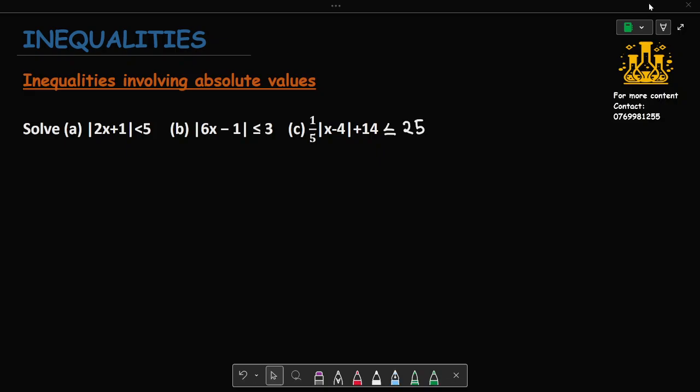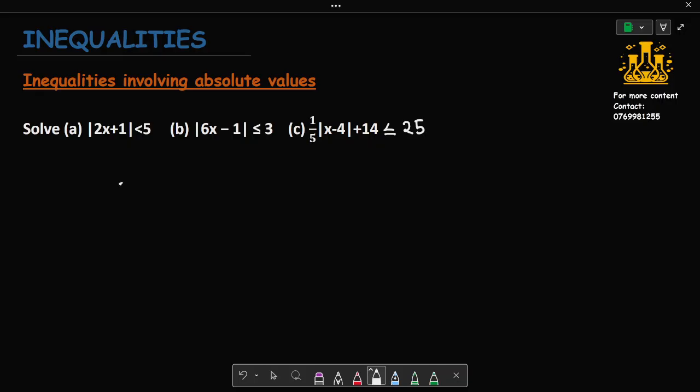In this lesson, we'll be looking at solving inequalities that involve absolute values. And I think we already know what absolute values are from the lesson that we had on absolute values way back. So the property that we're going to be using is fairly simple.